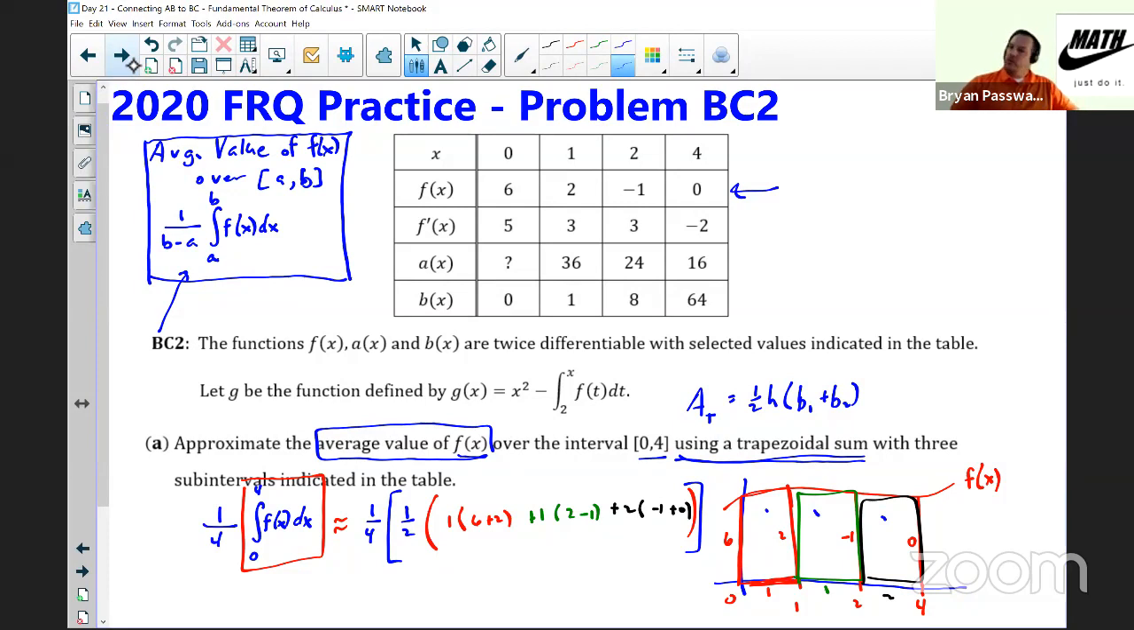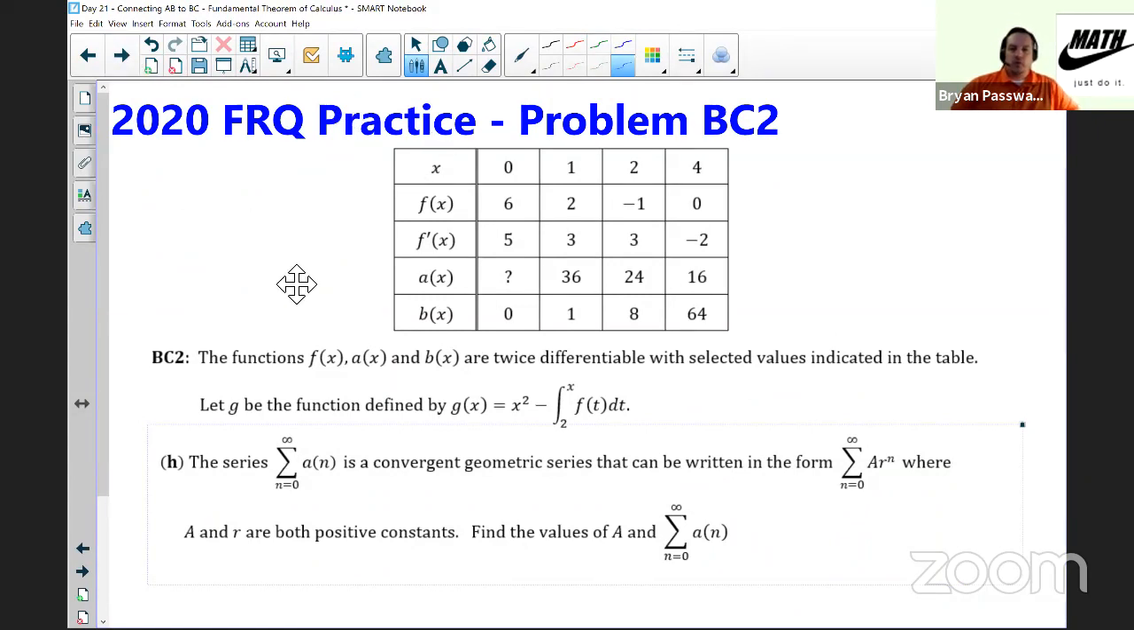So that was a nice little average value problem that we haven't seen before. I would encourage you to go through these problems, because toward the end of question 2, we have a really kind of cool connection to some series problems, right?